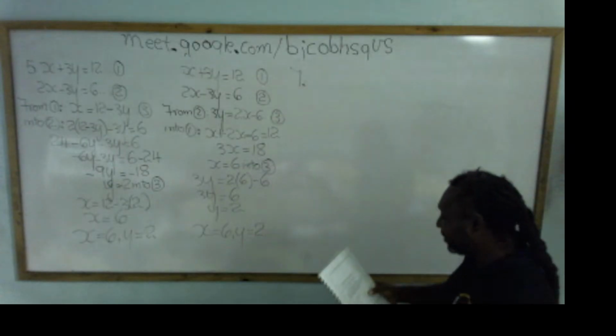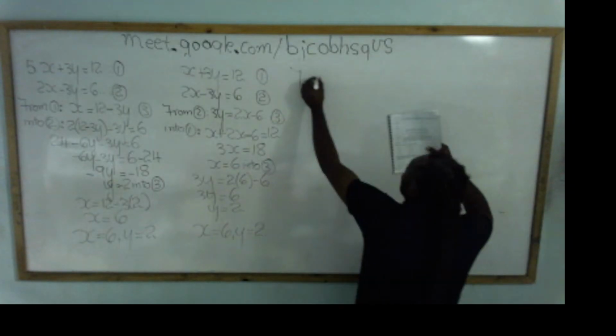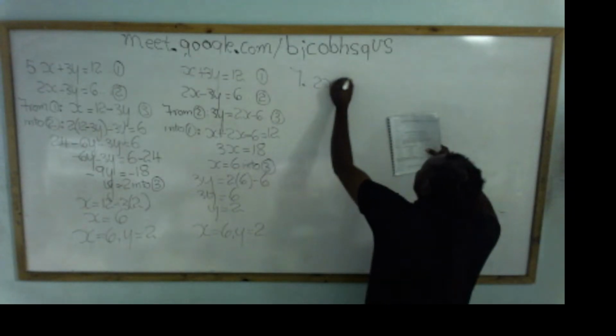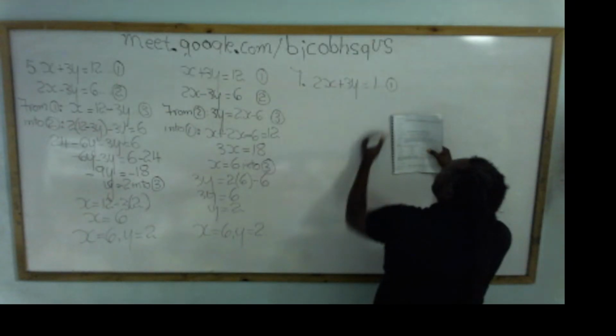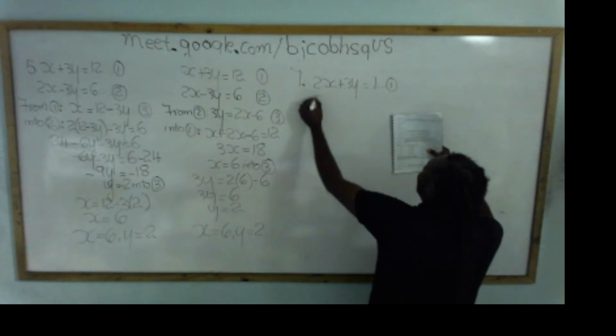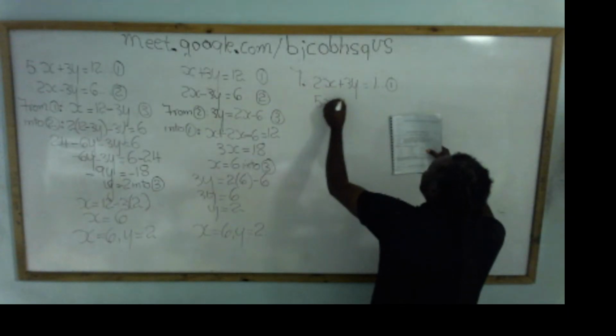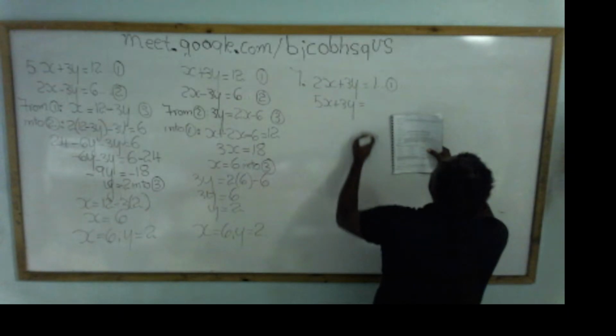2x plus 3y is equal to 1. And 5x plus 3y is equal to 16.